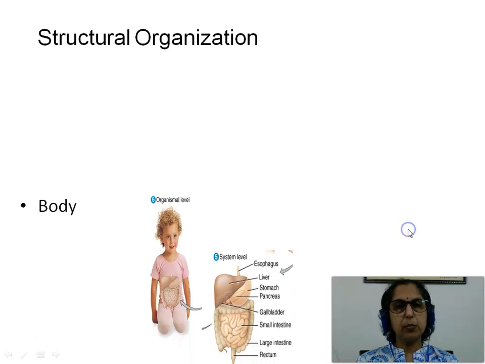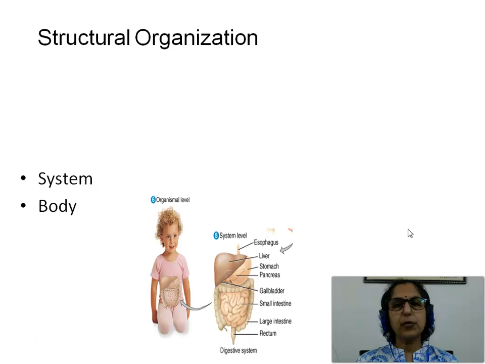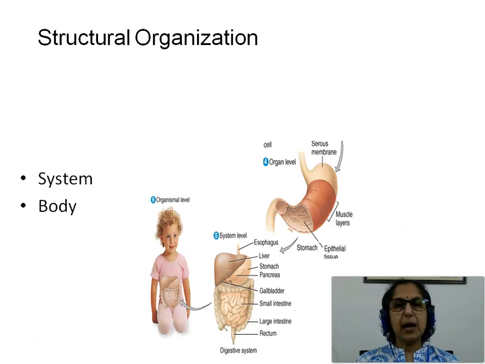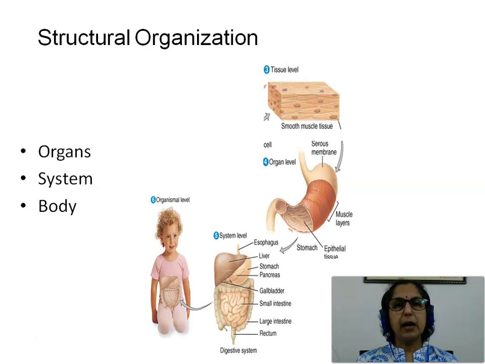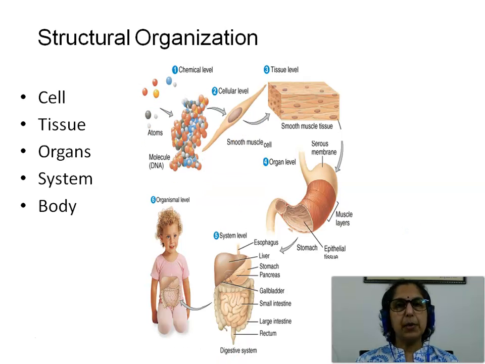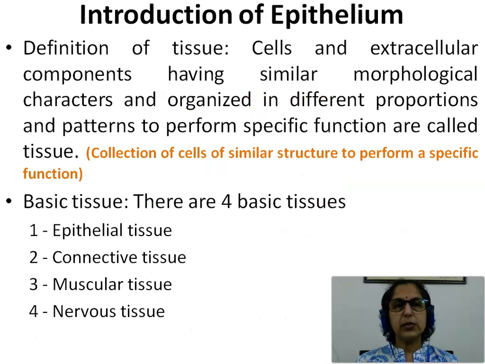So the entire human body has a number of organ systems like respiratory system, cardiovascular system, each system having a number of organs and each organ having different tissues and each tissue made up of different types of cells. Now let us first see the introduction of epithelium.